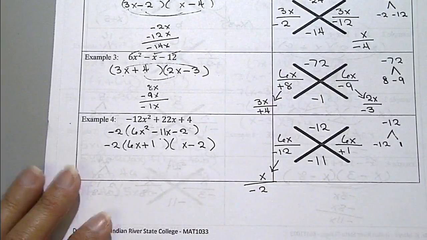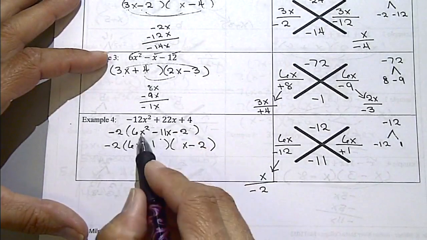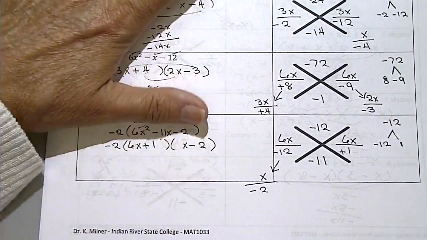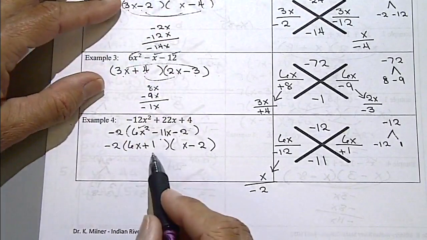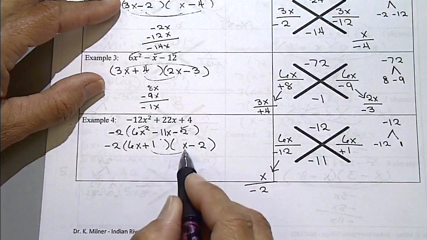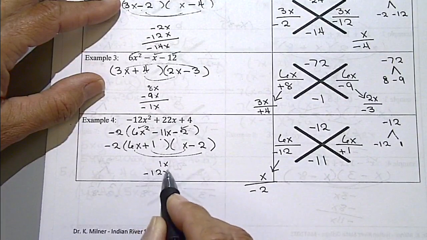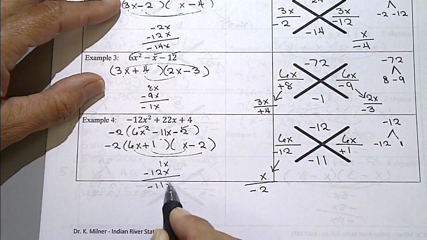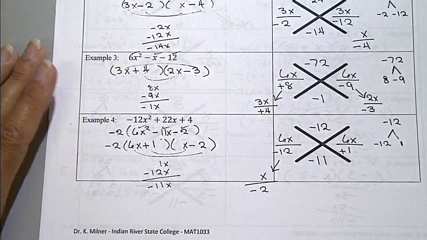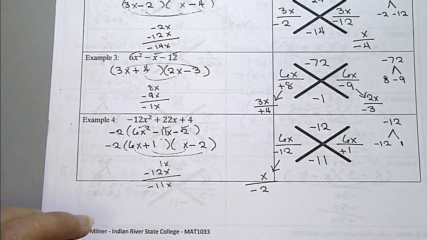At this point, I'm ready to check it. I say 6x times x would give me my 6x squared. Remember, I'm going back to what I factored. Don't go back to the original problem, right? And I'm going to say 1 times negative 2, negative 2. And then I say inside 1x and outside negative 12x. Well, that gives me a negative 11x, and that's the middle, and I'm good. That's as far as you really have to take it. If you need to check your GCF and make sure you did the GCF correctly, do so.